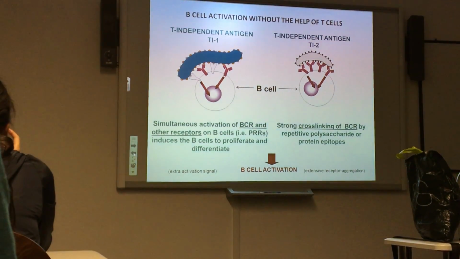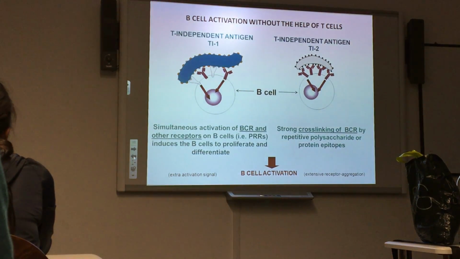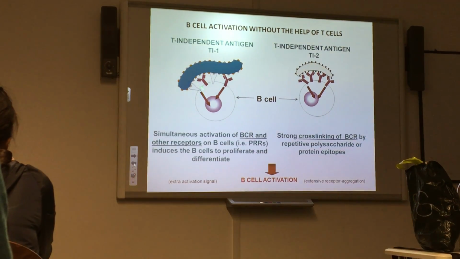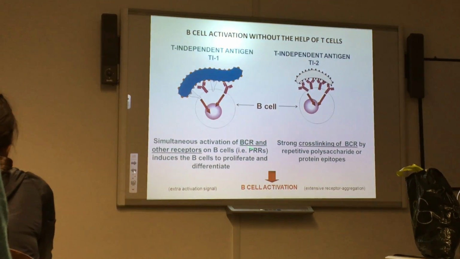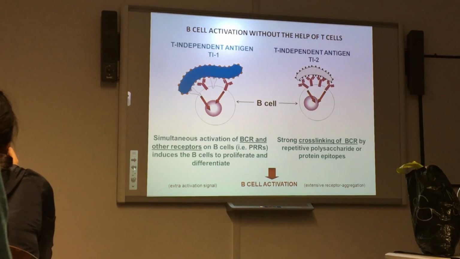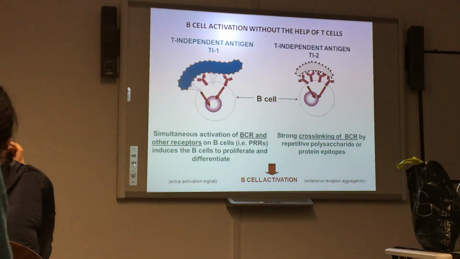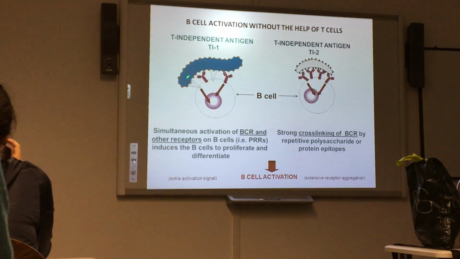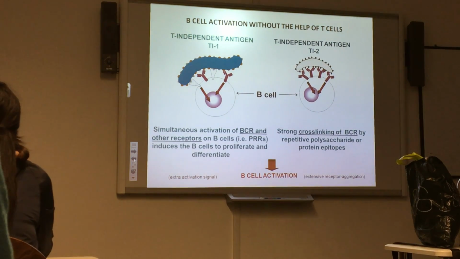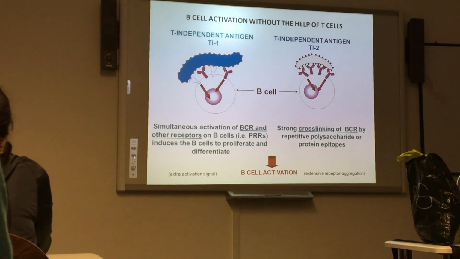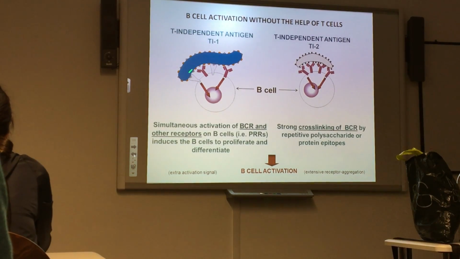It means there are two ways of T-independent activation. First of all, you told that the surface of B cells expresses BCR and also PRRs and also complement receptors, which help in the signaling through the BCR. So when this B cell recognizes an antigen, not only the BCR will activate, but also the complement receptor and also PRRs will activate and enhance the activation through the BCR.